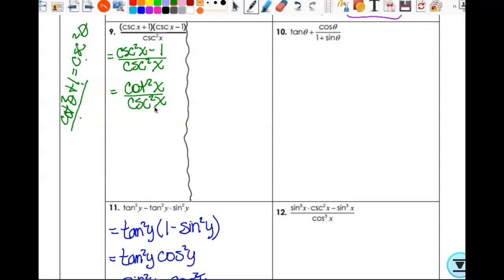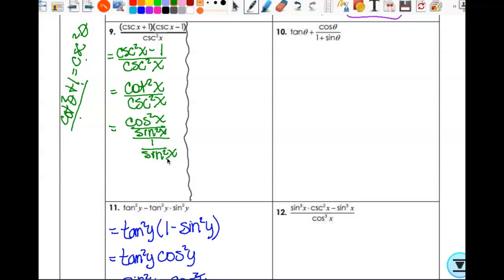Now, I don't want to do Pythagorean in the denominator, because I definitely don't want the denominator to be more than one term if I don't have to. But I think I need to go down the ratio and quotient avenue here. So cotangent is what over what? Cosine over sine. So cotangent squared can become cosine squared x over sine squared x. And then cosecant squared can become 1 over sine squared. Do we agree with all that?